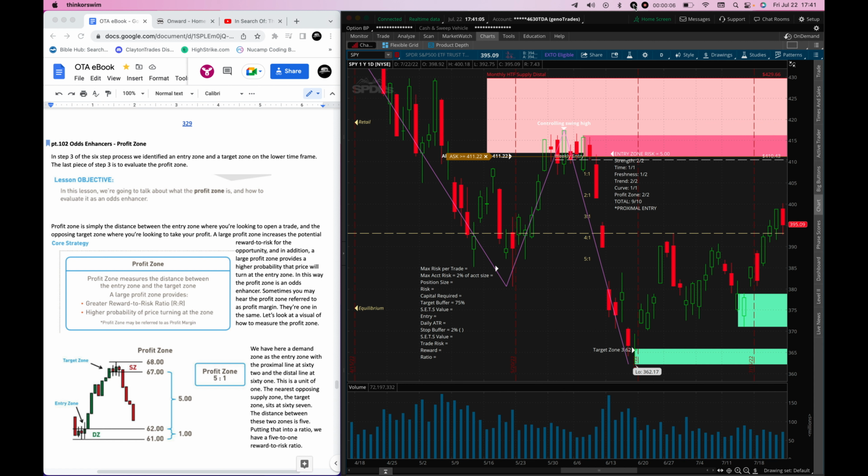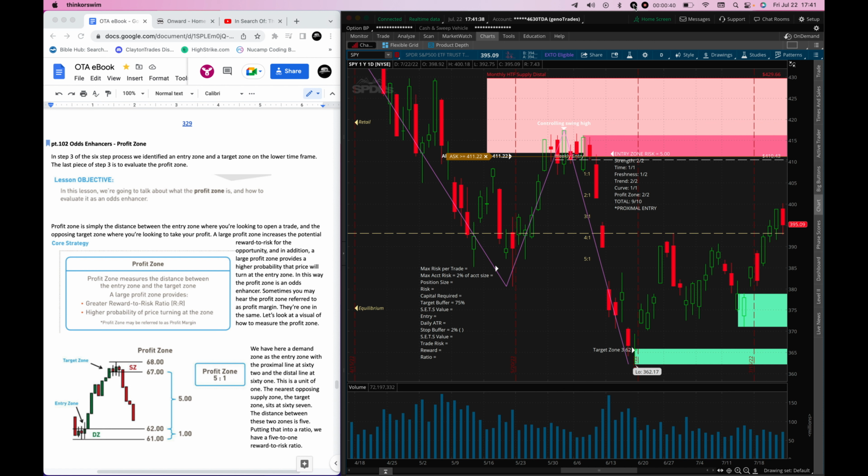In step 3 of the 6-step process, we identified an entry zone and a target zone on the lower time frame. The last piece of step 3 is to evaluate the profit zone. In this lesson, we're going to talk about what the profit zone is and how to evaluate it as an odds enhancer. Profit zone is simply the distance between the entry zone, where you're looking to open a trade, and the opposing target zone, which is where you're looking to take your profits.